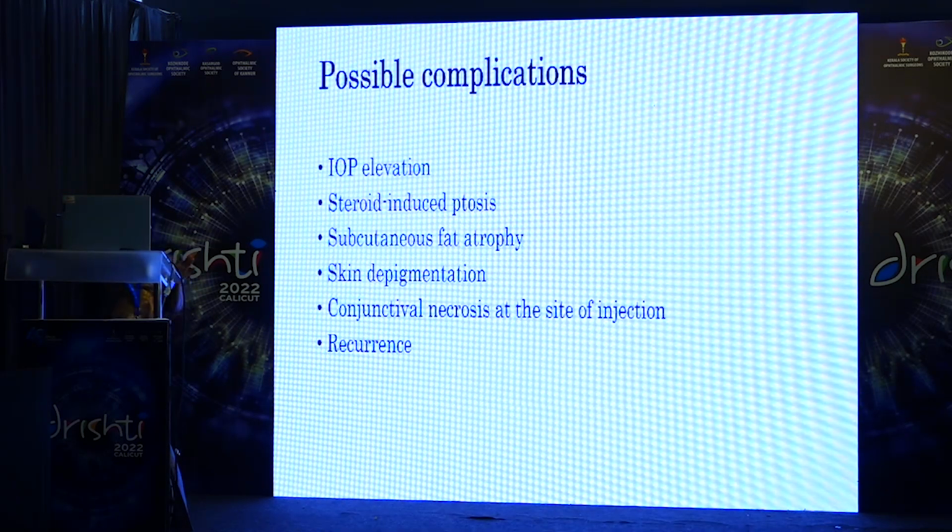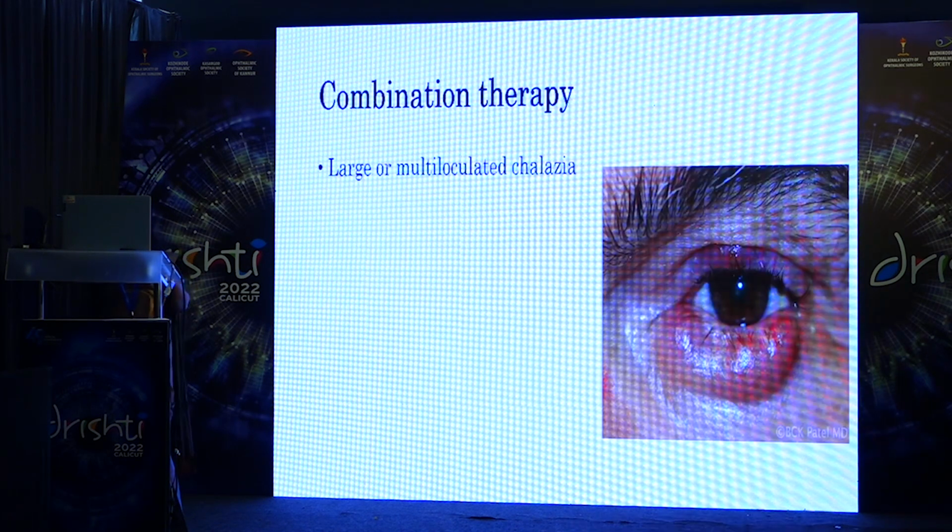So the possible complications are the steroid-related complications, most commonly IOP elevation, steroid-induced ptosis, and subcutaneous fat atrophy. Since it is given through the skin side, it can cause depigmentation of the skin. On the conjunctival side, it can cause conjunctival necrosis, and the common thing is recurrence. It may recur, so you may need repeated injections. So both I and C and intralesional steroid injection are treatment modalities. We can combine these two in a case of large or multiloculated chalazion.